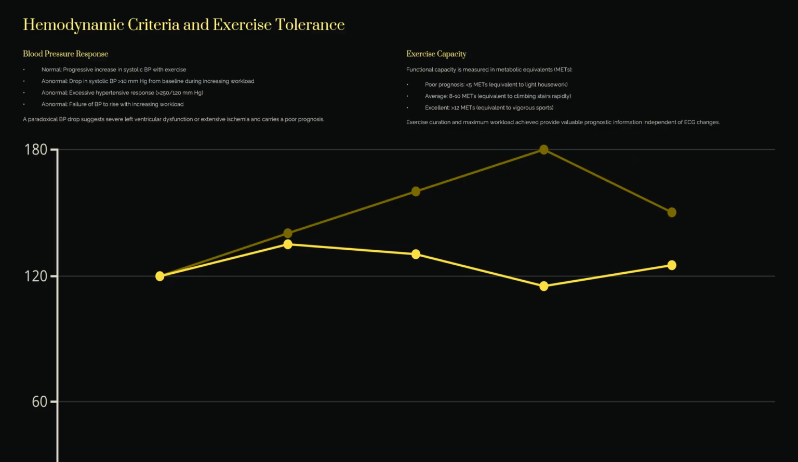So this is the hemodynamic criteria and the exercise tolerance. Blood pressure response.